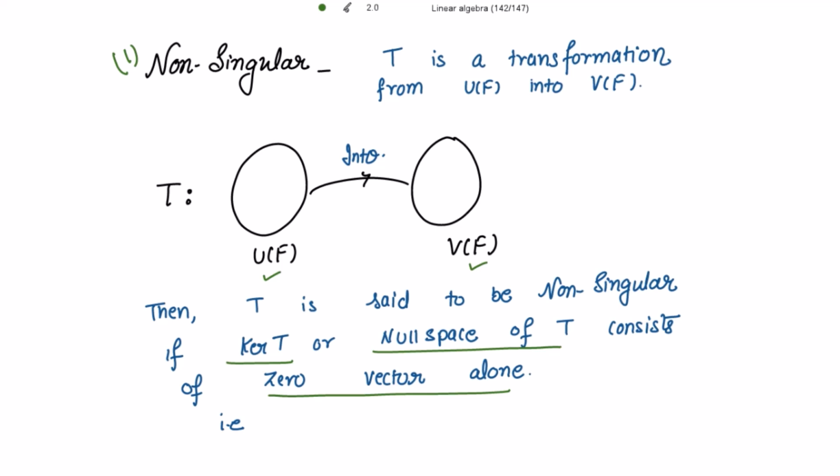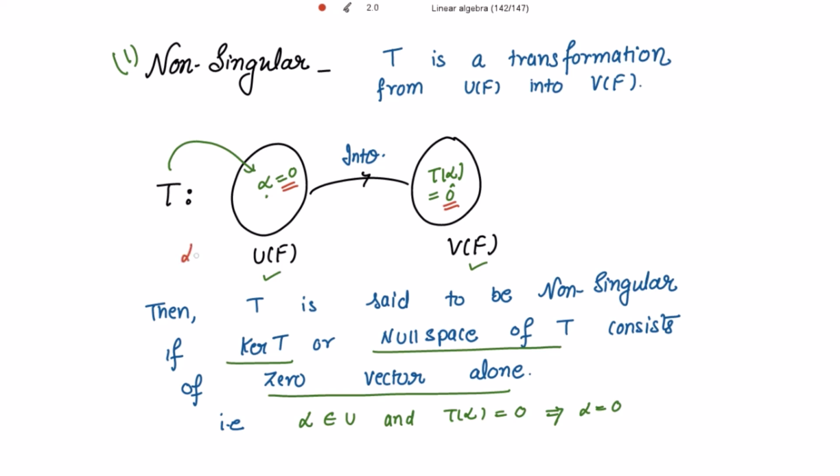This is very important. It consists of the zero vector alone. That is, if I take an element alpha from this U(F), then when applying the transformation, we get T alpha in V, right? And that will be equal to the zero vector. That simply implies that alpha belonging to U and T alpha equal to 0 implies this alpha is 0, which means the 0 vector maps to the 0 vector, right?